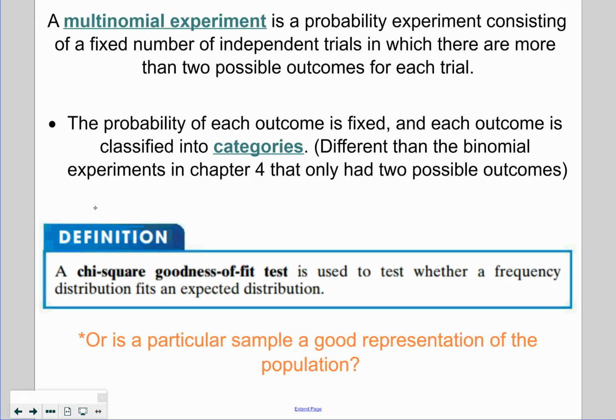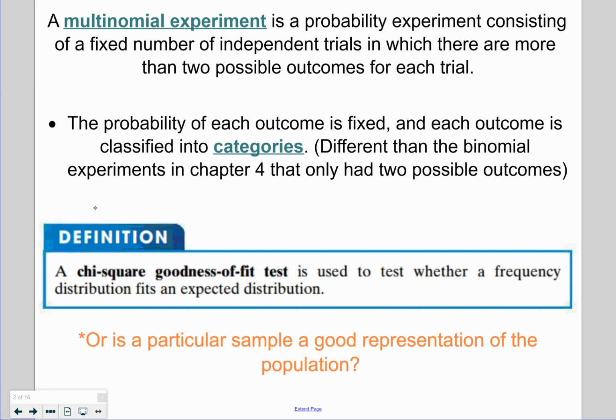So we talked earlier this semester about a binomial experiment. That's something that you were doing on your exam. That was where you have two possible outcomes, and a lot of times the outcomes were like yes or no, or true or false, things like that. In the next few sections, we're going to use multinomial experiments, which is where there's more than two outcomes. That's the only difference.